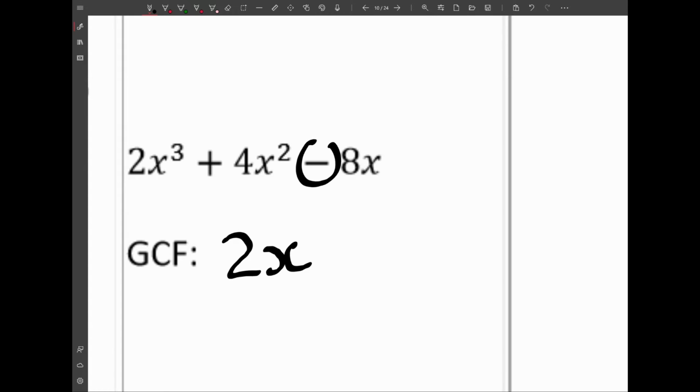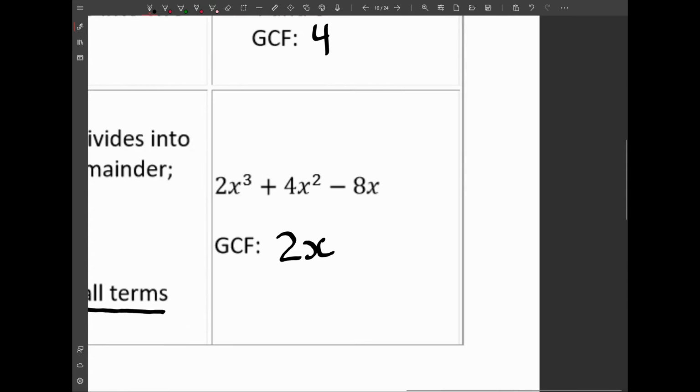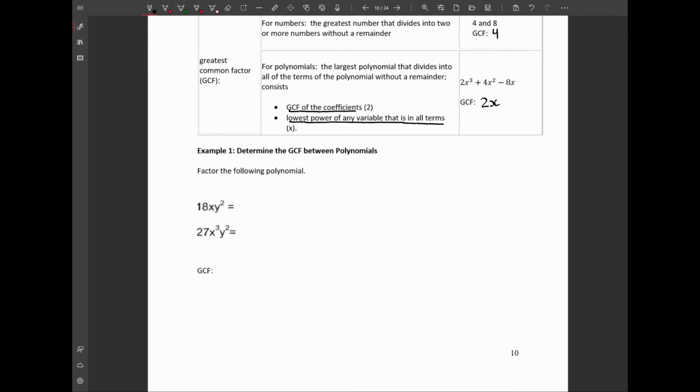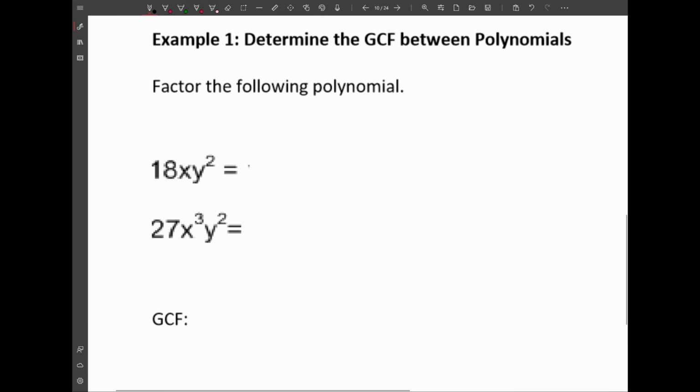In general, don't worry about the negative signs when looking for the GCF. We'll talk a little bit more about that in the future, and there will be a case where it will kind of matter, but for our purposes right now, don't worry about the sign. It won't affect your GCF. Your GCF for now should just be positive.